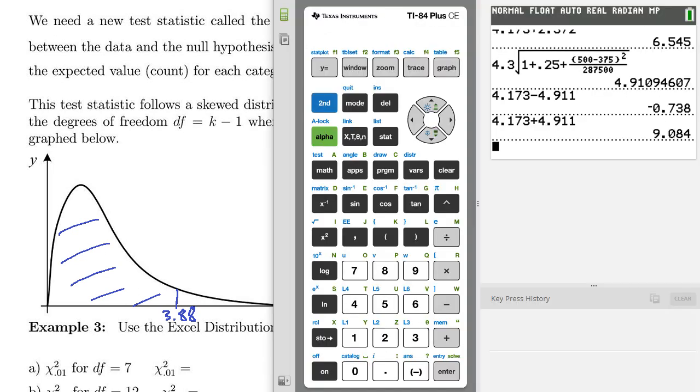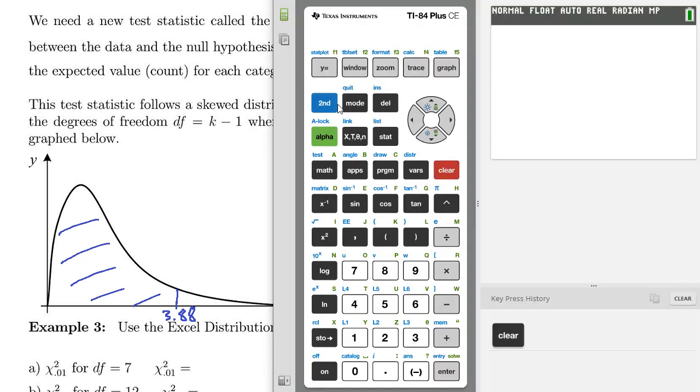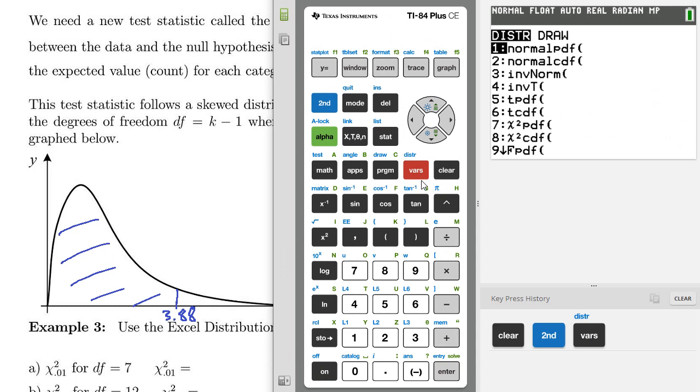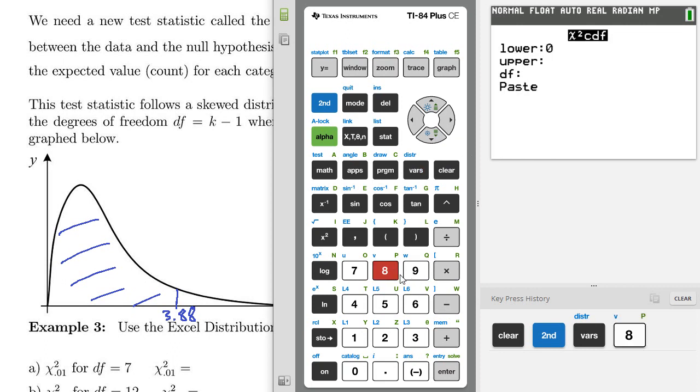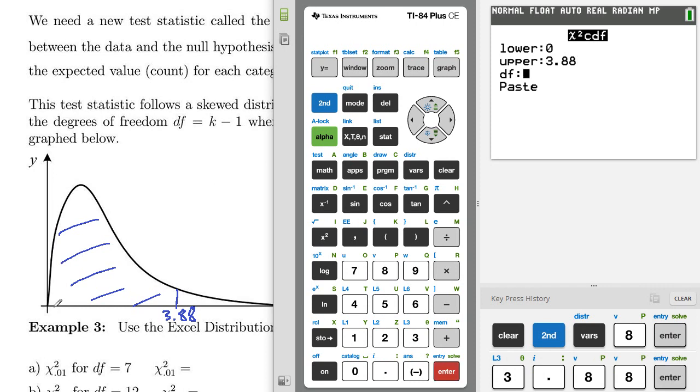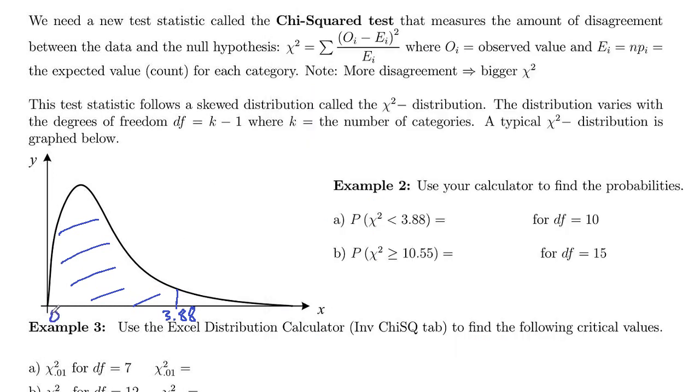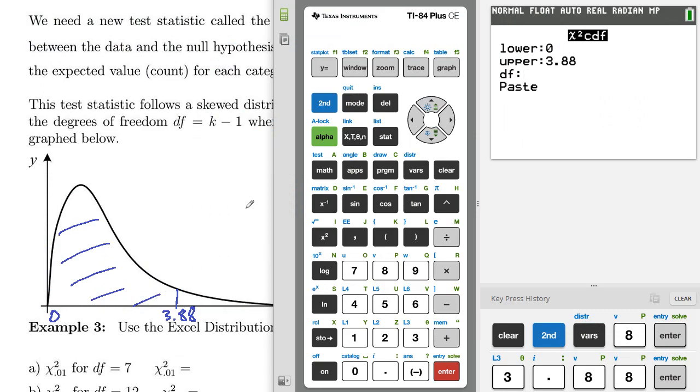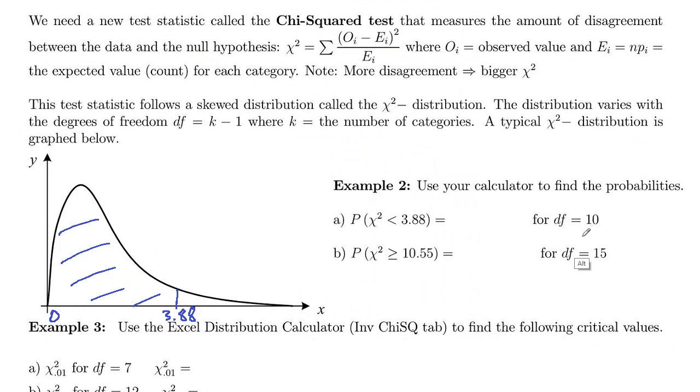So if you grab your calculator, we want to go to 2nd Vars, our distribution menu, and then you see chi-squared PDF and CDF. You want CDF, which is number 8. The chi-squared distribution starts at 0, so your lower is always 0. Our upper is 3.88, because we want the area between 0 and 3.88. That's what that probability is. Probabilities are areas. Our degrees of freedom here are 10.